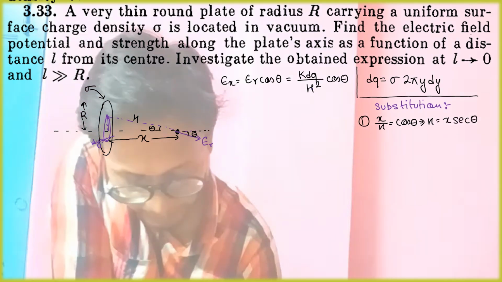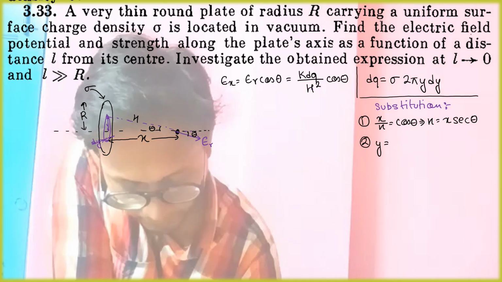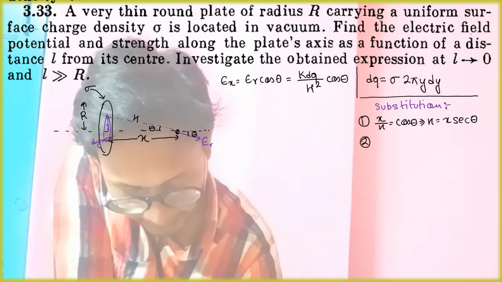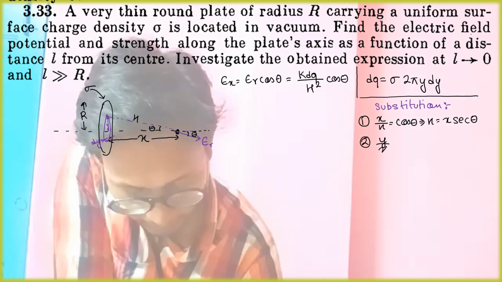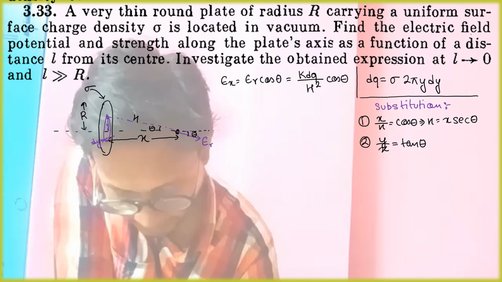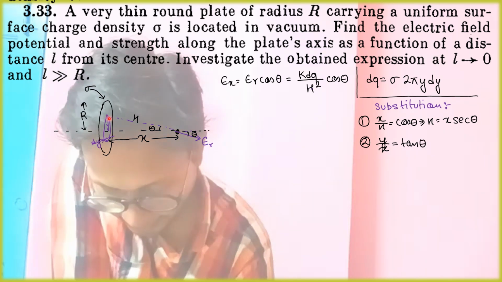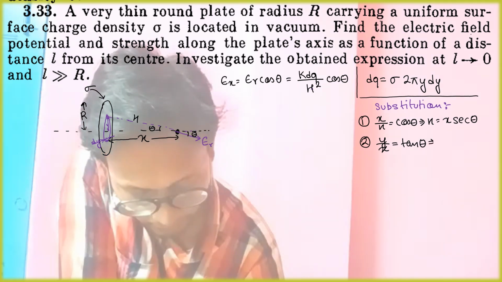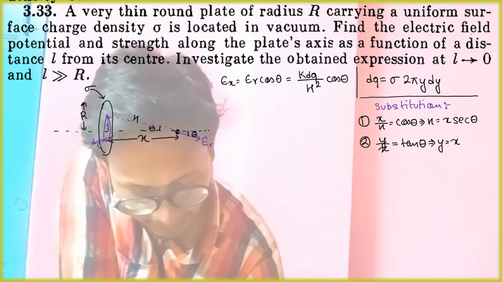Similarly, I have to convert y also. Okay, so tan theta is equals to y by x, or perpendicular by base, y by x is equals to tan theta. See out here, tan theta is equals to perpendicular by base. Or y is equals to x tan theta.